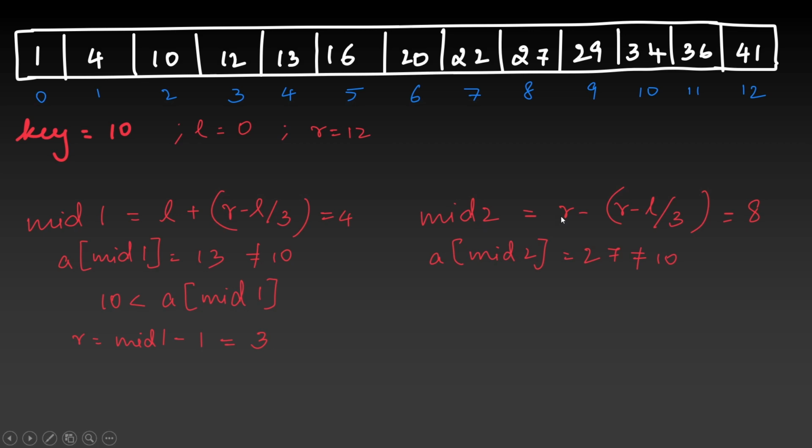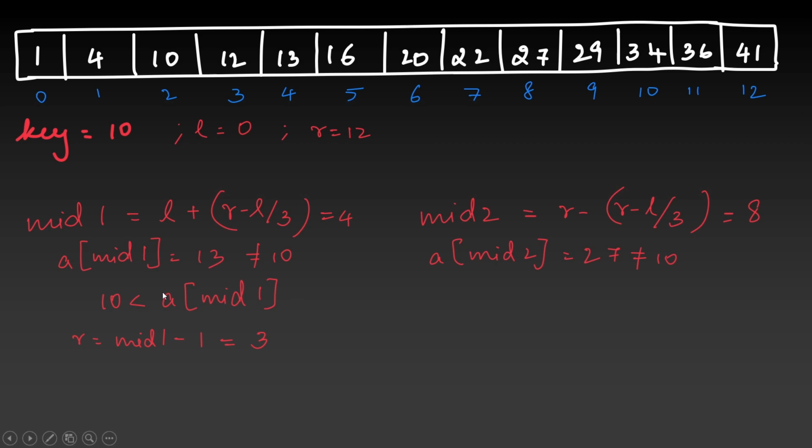Next, we have mid 2, R minus R minus L by 3. We have 12 minus 0, which is 12, by 3. So we have 12 minus 4, which is 8. So our mid 2 is 8. So 0 is L, 4 is mid 1, 8 is mid 2, and 12 is R. So we have divided the array into 1, 2, and 3 parts: left to mid 1, mid 1 to mid 2, and mid 2 to right. These are the three parts we divide the array in.